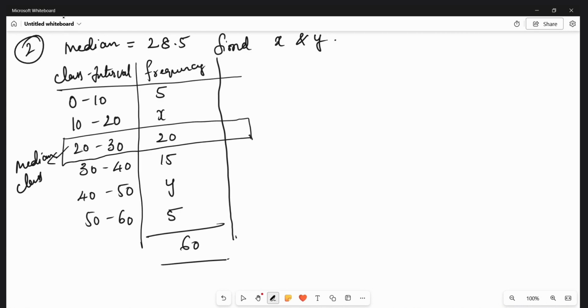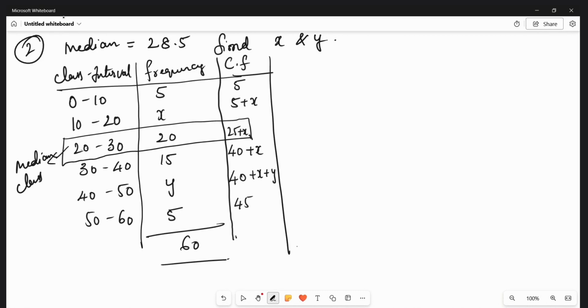Now first calculate the CF for this. CF here is 5, then 5 plus x, then 25 plus x, then 40 plus x. Next one will be y, which I don't know, so I will write 40 plus x plus y. Then 40 plus 5, 45 plus x plus y.